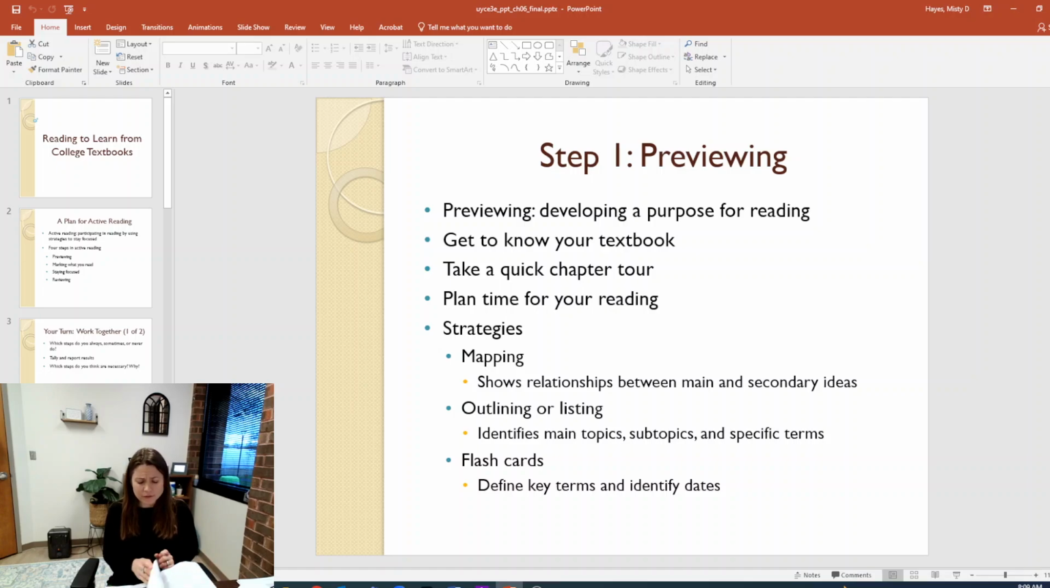So a plan for active reading is one of them. It gives you sample outlines. Pay attention to any strategies that pop out when you're doing chapter tours. You're going to be looking at mapping. Mapping is basically how you show relationships between main ideas and the supporting or secondary ideas. Another thing it talks about when you're previewing is to look for any kind of outlines or lists, and then it talks about flashcards. All of these are really going to help you develop a plan, a purpose for reading that chapter.